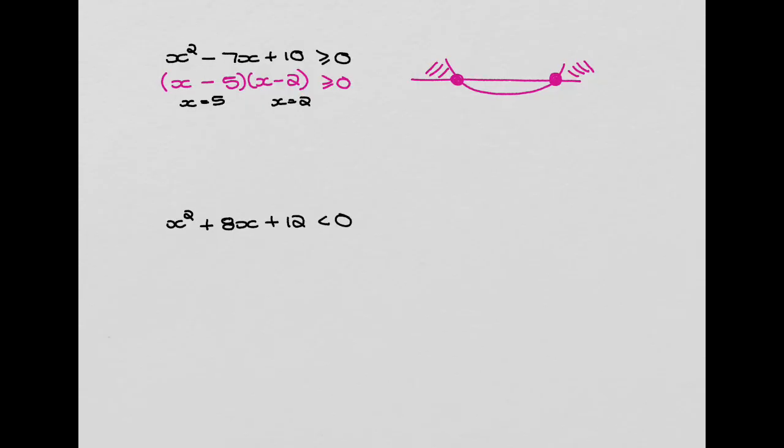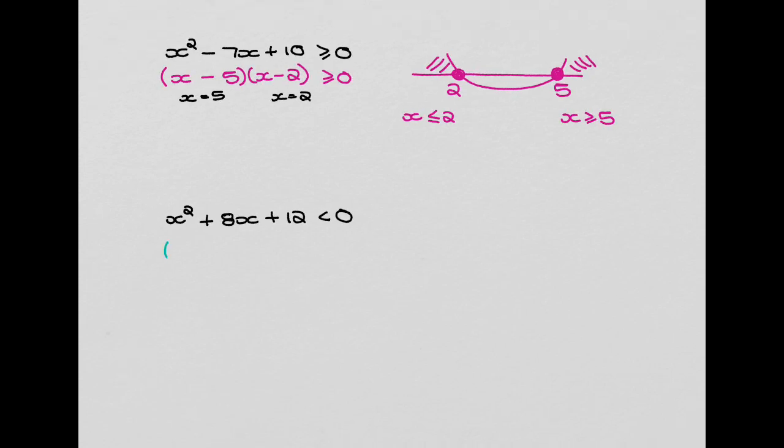Put them in numerical order, so the 2 would come first and then the 5. And then you are writing down the inequality for each region. So the one inequality is that x is less than or equal to 2, or x is greater than or equal to 5. If you look at the second example, factorize again. You've got x plus 6 and x plus 2 less than 0.